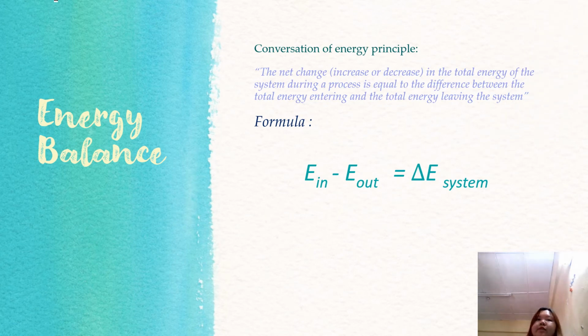Next will be the energy balance. The conservation of energy principle states that the net change, increase or decrease, in the total energy of the system during a process is equal to the difference between the total energy entering and the total energy leaving the system. The formula is energy in minus energy out equals the change of energy of the system.